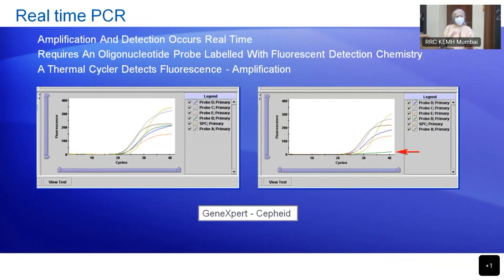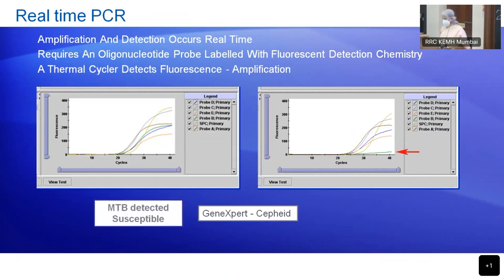So in real time, if it is getting amplified, it comes up as an amplification curve. So you see multiple curves. If those curves are present, amplification has happened. If the curves are not present, amplification has not happened. So that's the basic principle of the flow.